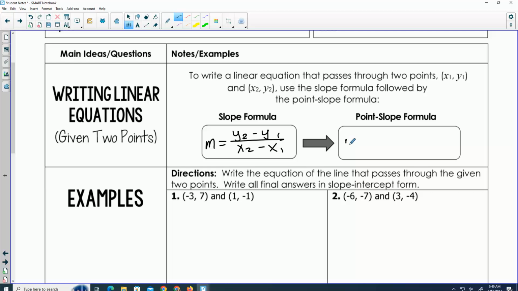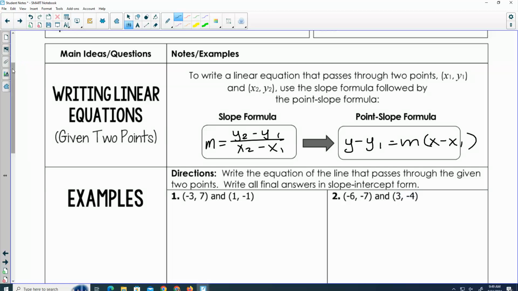The point slope formula from yesterday is y minus y1 equals m times x minus x1. Okay, it's very similar to our slope formula if you were just to multiply over the bottom, so it's no longer a fraction. But these are the 2 formulas that we are going to be using today.